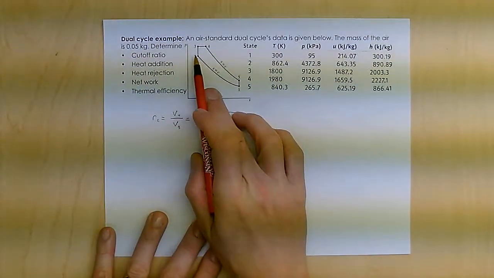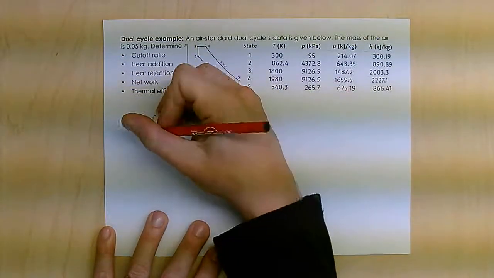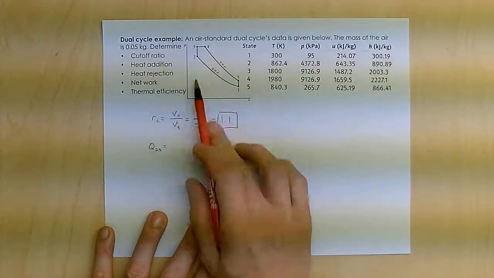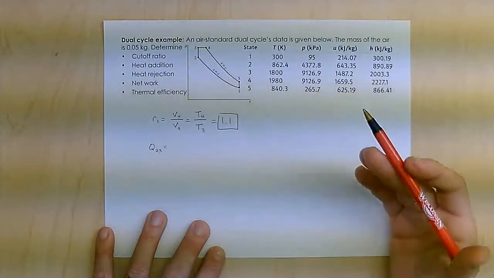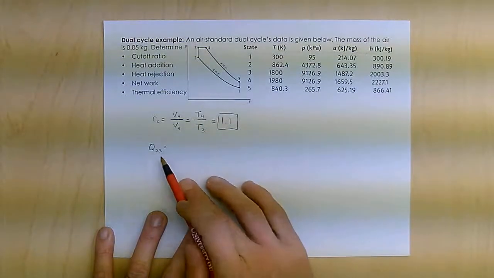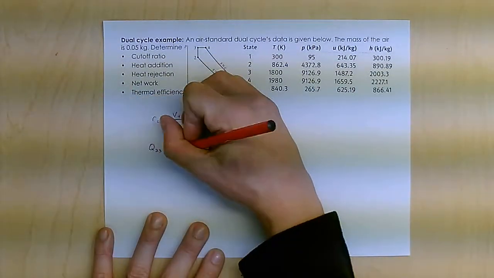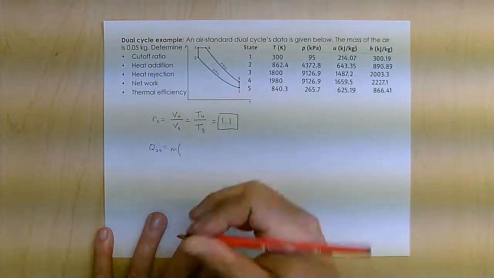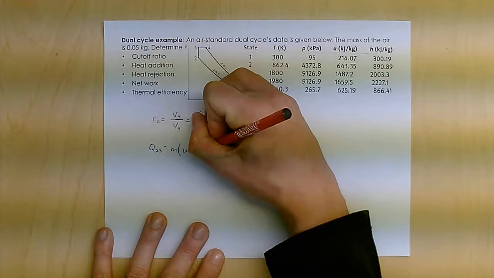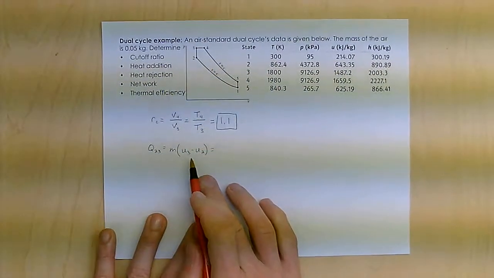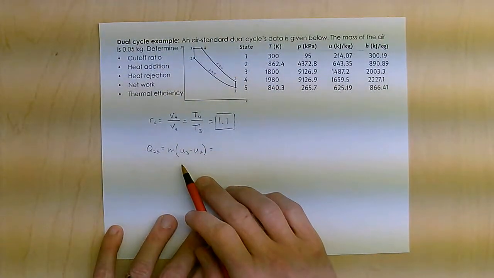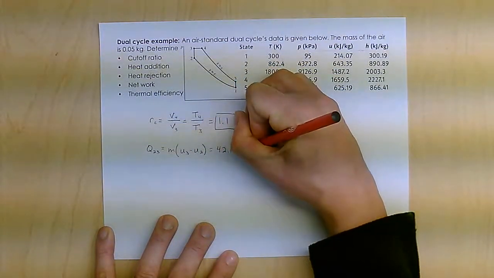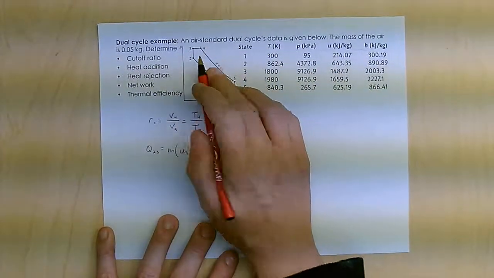Now my heat addition, remember this occurs over two pieces. So the first thing I'll do is I'll find Q2 to 3. Okay, Q2 to 3 is that constant volume process. That's where there's no work being done at all. Therefore, that is simply M times U3 minus U2. Okay, and again, that's because there's no work being done. So Q2 to 3 then is 42.19 kilojoules, right?